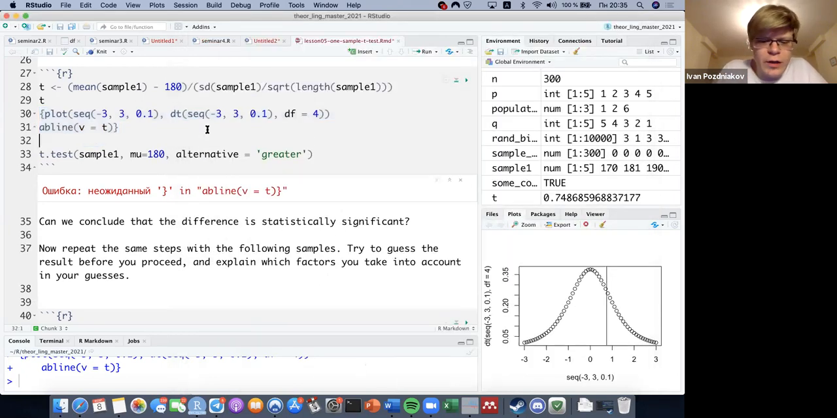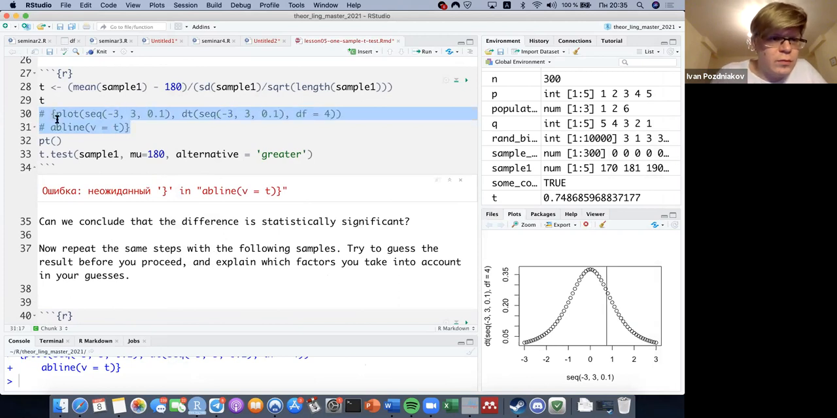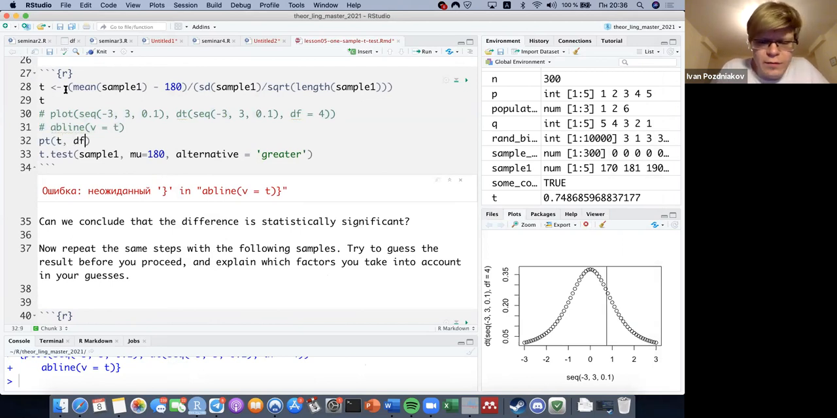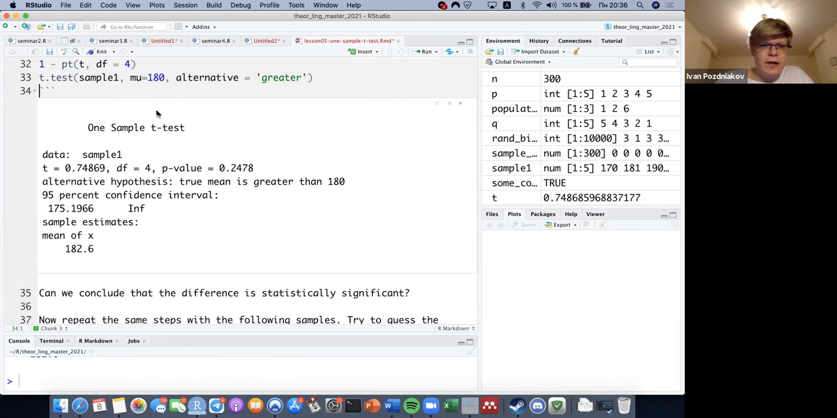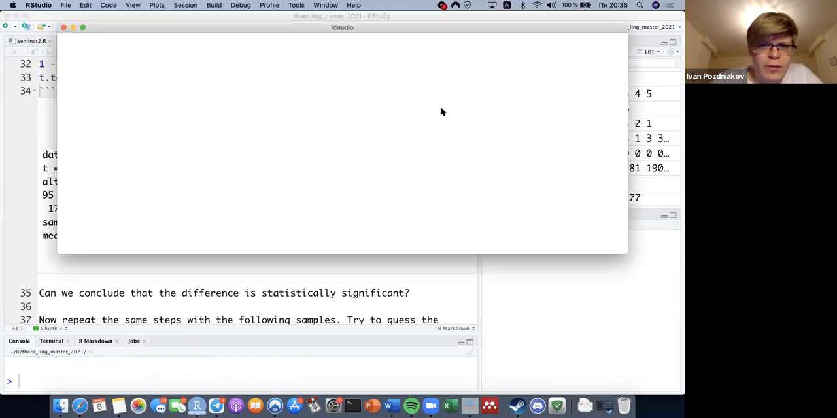And of course we can calculate it using the function pt. You can just use this value t and df equal to 4. But because with the function pt you calculate from minus infinity to this line, you need to calculate the area from the line to plus infinity. So that's why you use 1 minus. And you get this p-value. So basically, there is no magic inside this t.test function. The calculation is pretty simple, and it's good that you can understand what's going on there.